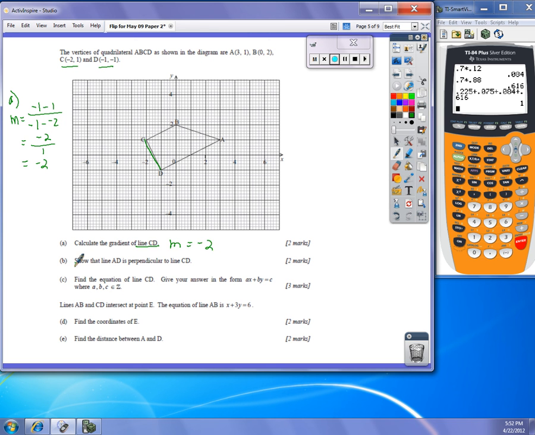Then it says show that line AD and CD are perpendicular. I'm going to show that by finding the slope of AD and showing that it's the negative reciprocal. So in your mind, you're already thinking, I know what this answer has to be. It has to be positive 1/2. So for part B, we're going to find the slope of, what did we just say, AD.